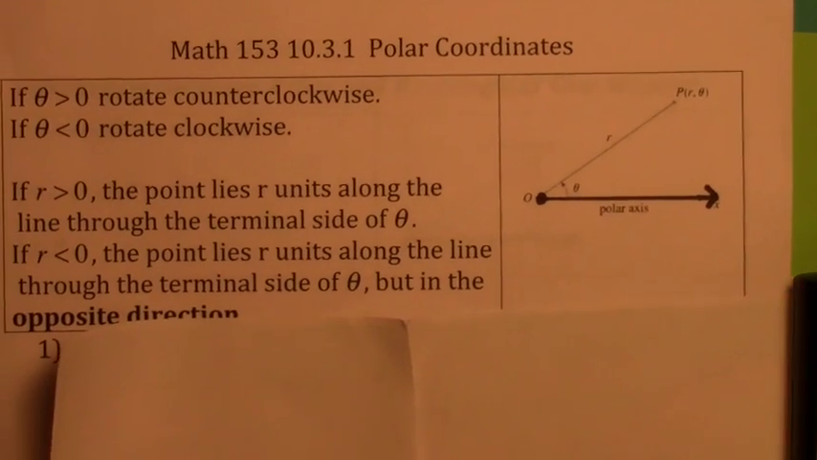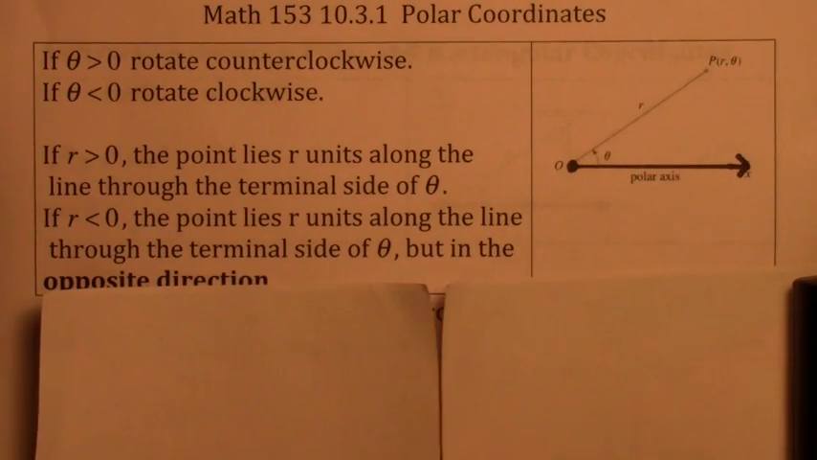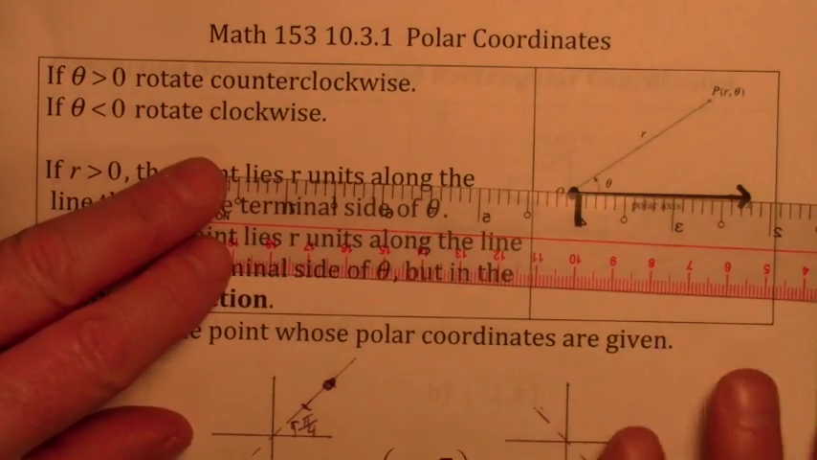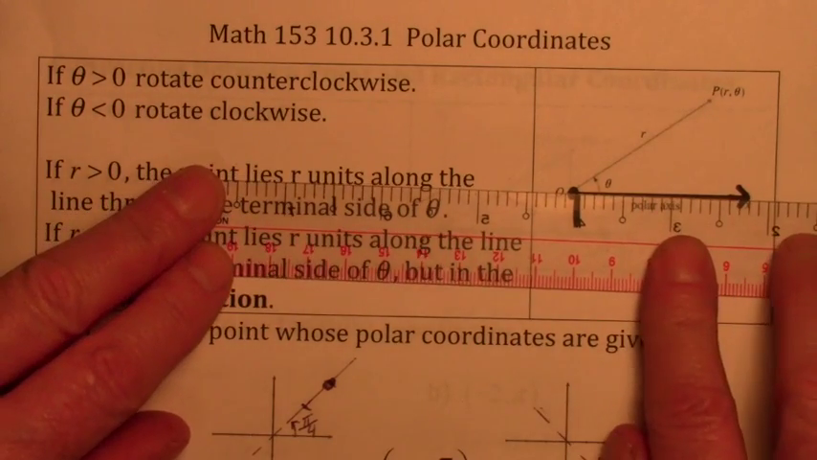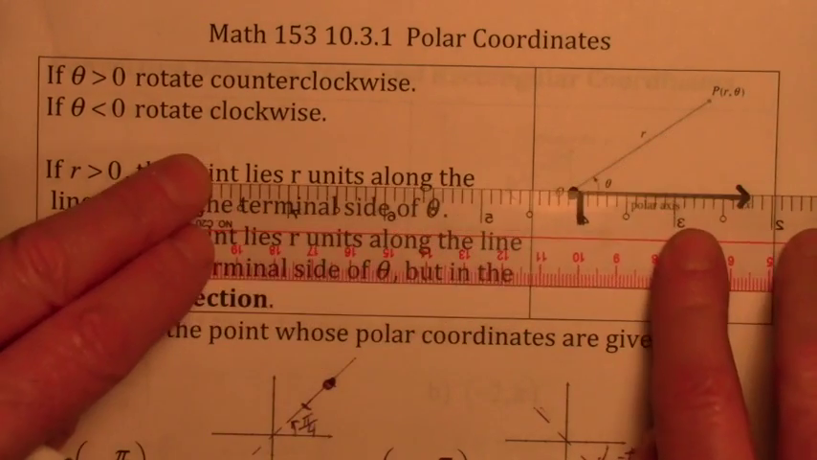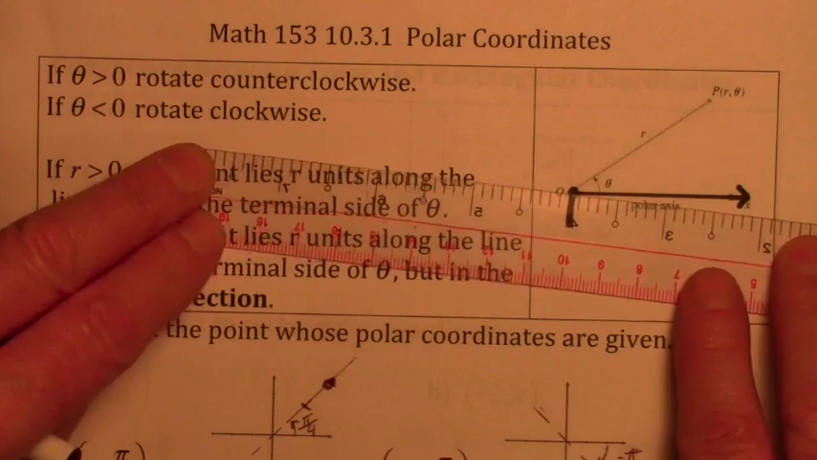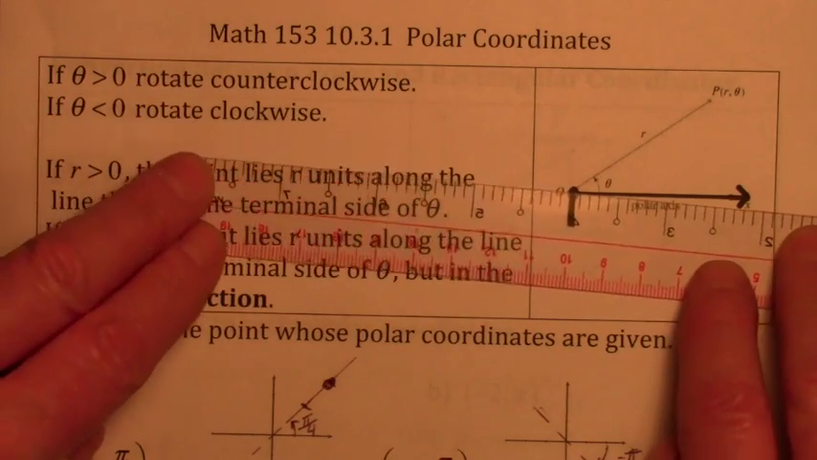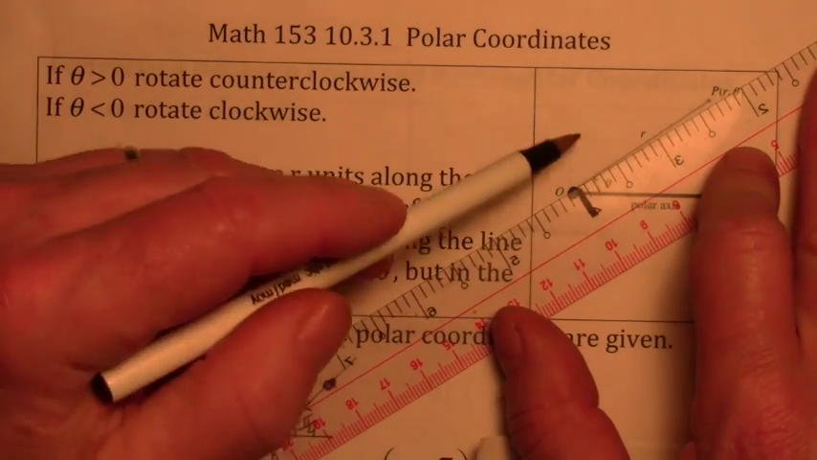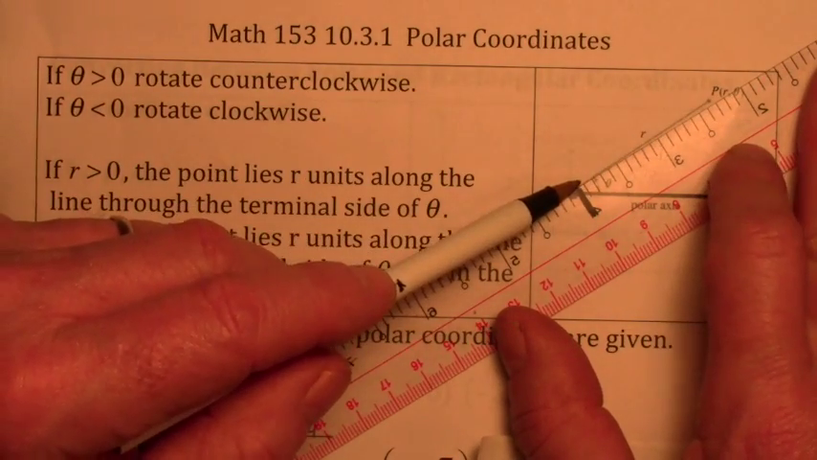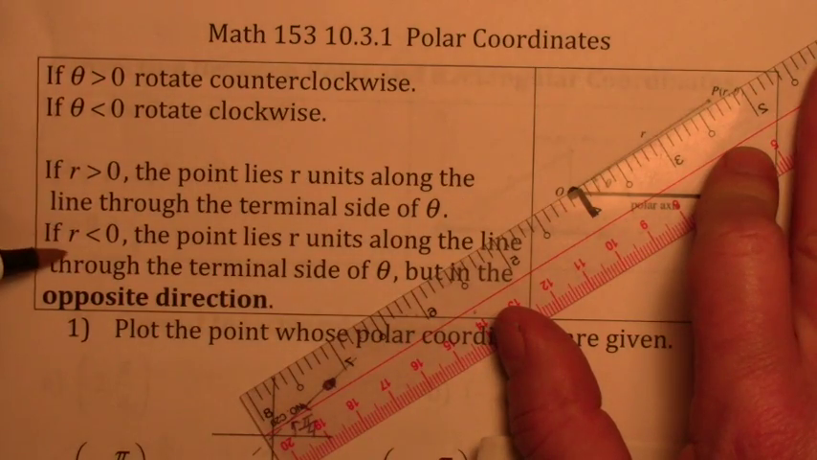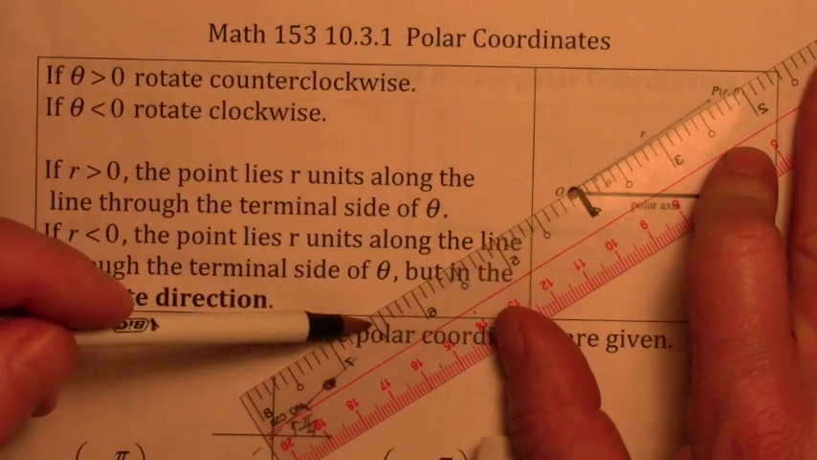It looks like the positive x-axis, and you start at the polar axis and you rotate an angle theta. If theta is a positive angle, you would rotate in the counterclockwise sense. And if theta is negative, you would start on the polar axis and rotate in a clockwise sense. And once you rotate an angle theta, then you move a distance along the terminal side of theta. If r is positive, you would extend along the terminal side of theta r units. And if r is negative, you would extend opposite.